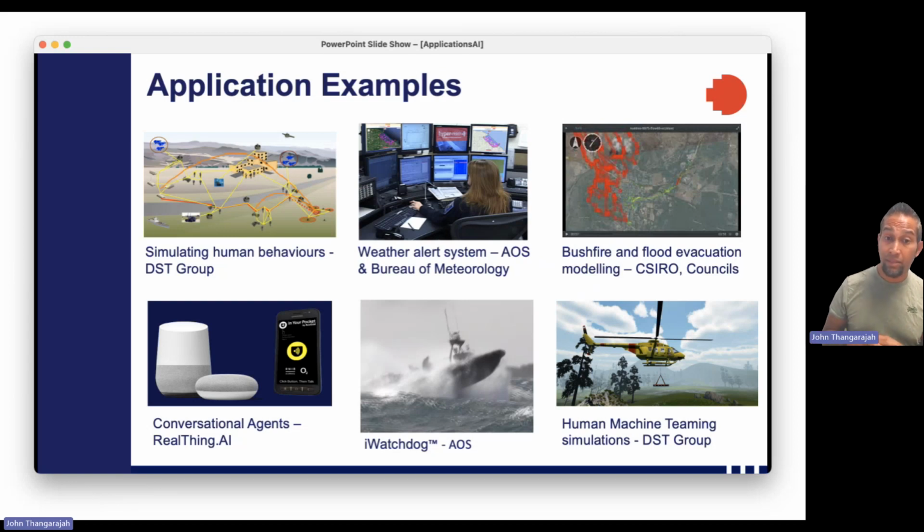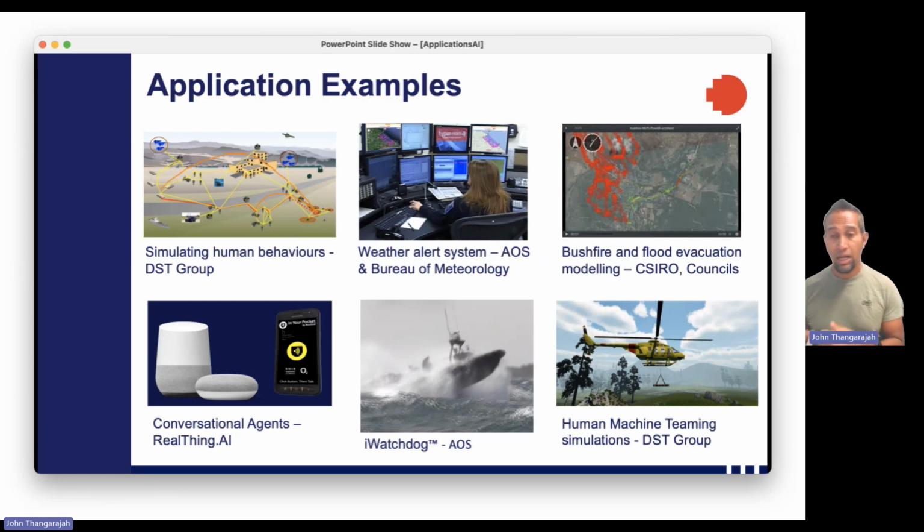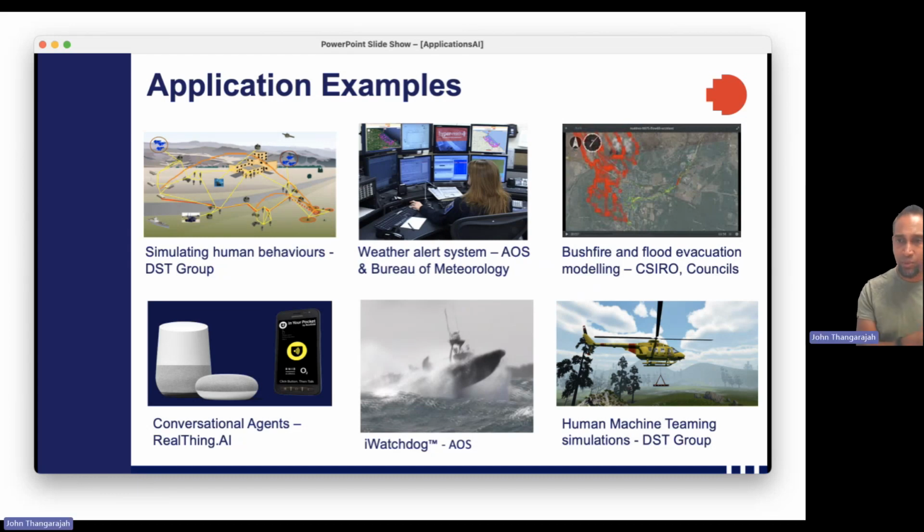Weather alert system that we did with the Bureau of Meteorology many years ago, again in collaboration with researchers at CSIRO, we've been doing bushfire and flood evacuation models using agent-based simulation. We worked with a company called Real Thing on building conversational agents as a linkage grant some time back. We work with a company called AOS, Agent-Oriented Software, and they have various projects that use multi-agent systems.